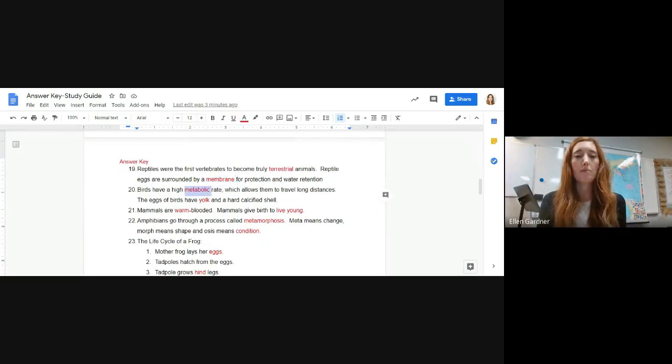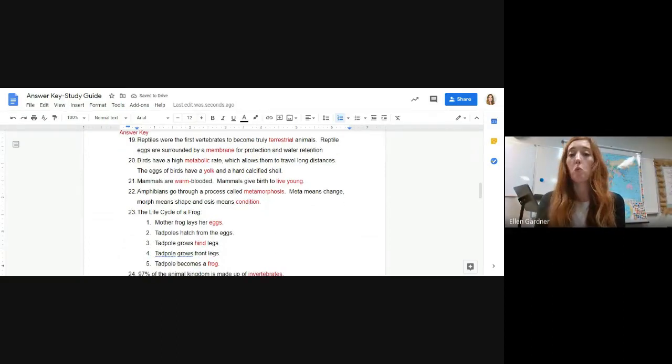Birds have a high metabolic rate, which allows them to travel for long distances. The eggs of birds have a yolk and a hard calcified shell. So mammals are warm-blooded. Mammals give birth to live young. Amphibians go through a process called metamorphosis. Now, meta means change, morph means shape, and osis means condition.